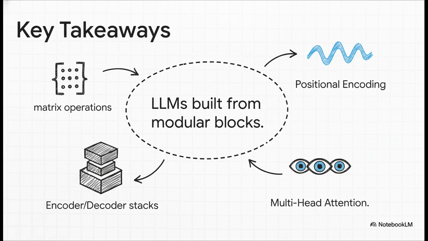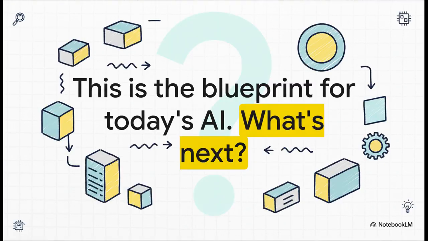So, let's just pull all that together for a second. The biggest takeaway here is that these super complex LLMs, they're really just built from simple, modular, and understandable blocks. You've got positional encoding to give the model a sense of order, you've got multi-head attention to let it weigh what's important, and those two things get packaged into encoder and decoder stacks that process and generate information. And when you look under the hood, the entire architecture is just a massive, beautifully organized series of matrix multiplications. That's the magic.